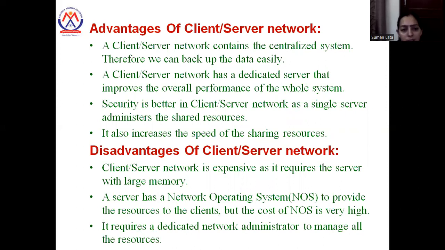But there are some disadvantages of client-server network, shown in this slide. Client-server network is expensive as it requires the server with large memory. A server has a network operating system, in short known as NOS, to provide the resources to the clients. But the cost of the NOS is very high. It requires a dedicated network administrator to manage all the resources.